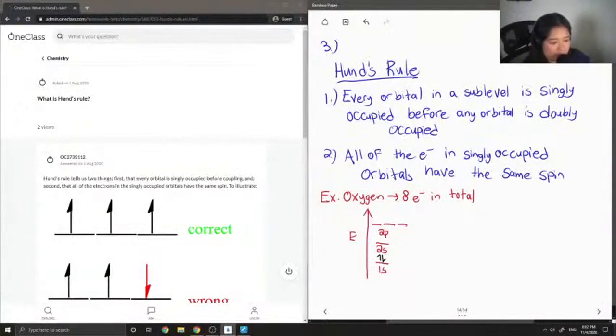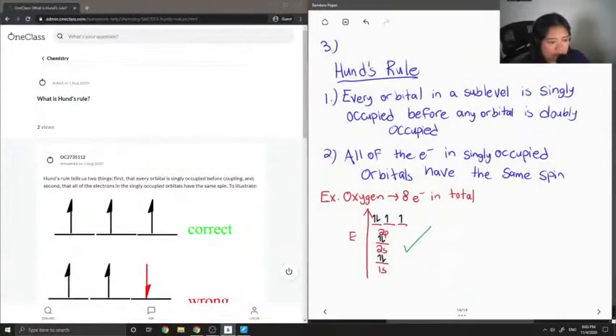We do the same thing here. So 3, 4. And then when we get to the 2p orbital, it's going to be 5, 6, 7. So this is what the rule means when it says all of the electrons in a singly occupied orbital have the same spin. And it also shows that every orbital in a sublevel is singly occupied before any orbital is doubly occupied. So we have the 7 and then 8. So this is the correct way of writing this.